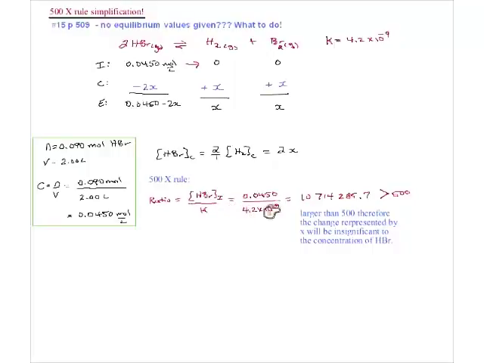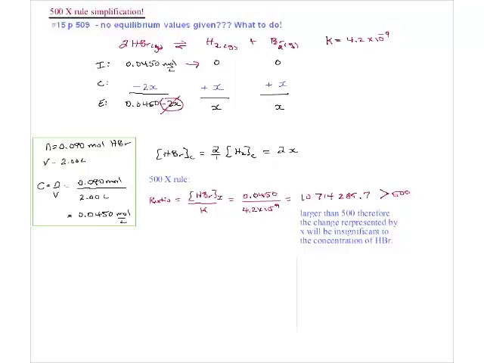I'm going to divide it by my K value, and this works out to be 10,714,285.7. Well, that's quite much larger than 500. So what we're saying then is because it's greater than 500, this change is insignificant. It's a very, very tiny amount compared to the 0.045. So looking at this up here, we're saying this X is insignificant. Well, let's get rid of it. Let's just take this and cross it out. It's not going to make any difference to my calculations whatsoever.